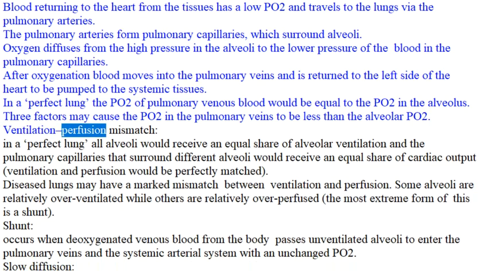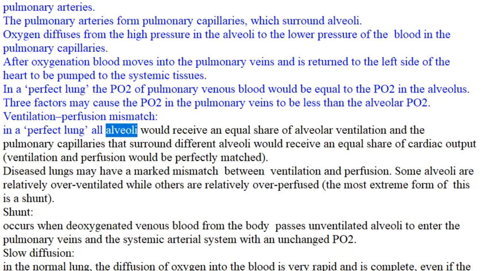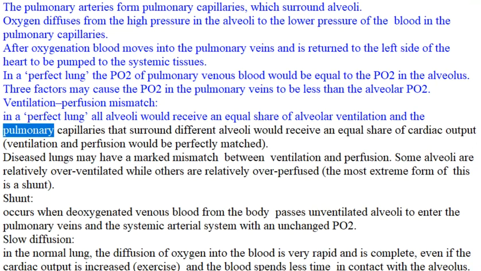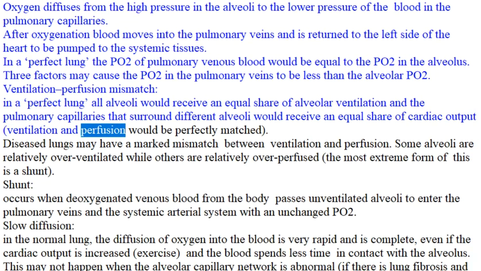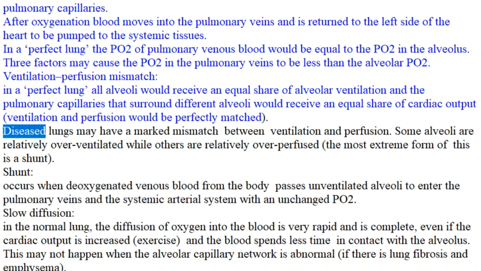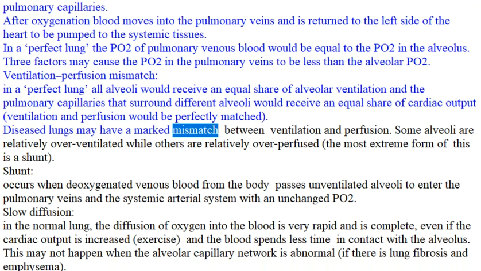Ventilation-perfusion mismatch. In a perfect lung, all alveoli would receive an equal share of alveolar ventilation, and the pulmonary capillaries that surround different alveoli would receive an equal share of cardiac output. Ventilation and perfusion would be perfectly matched. Diseased lungs may have a marked mismatch between ventilation and perfusion.